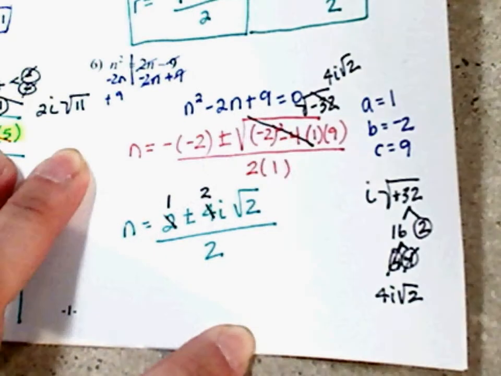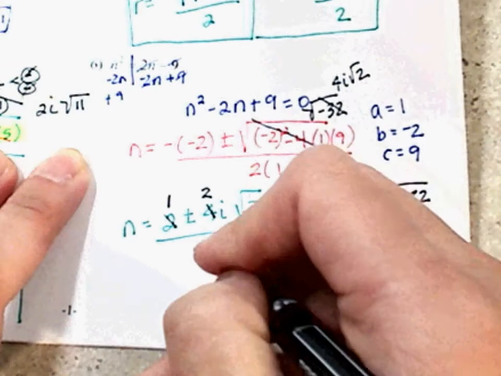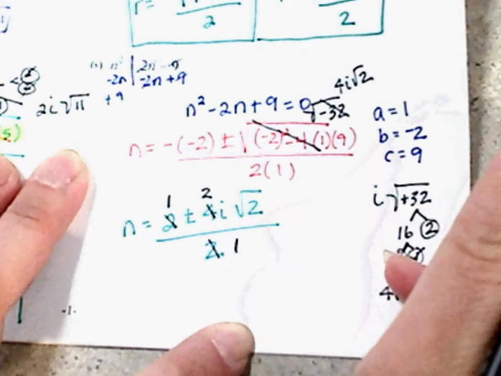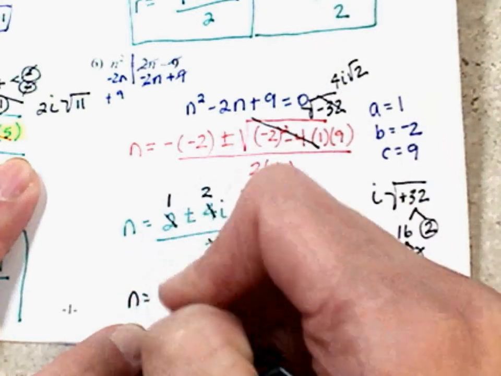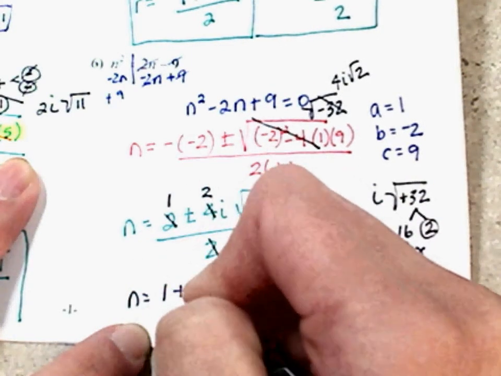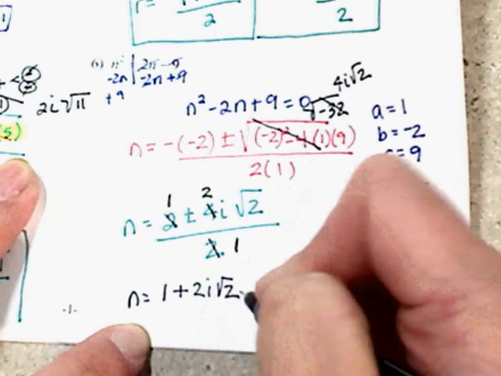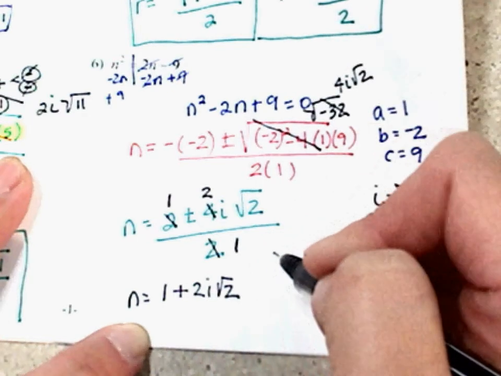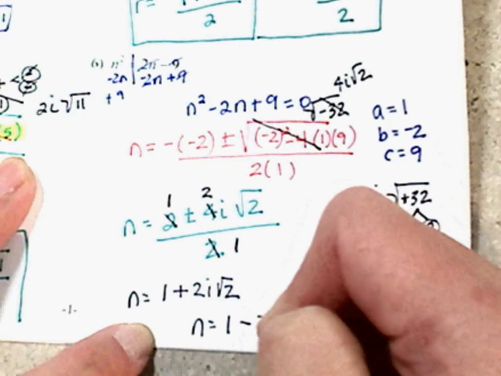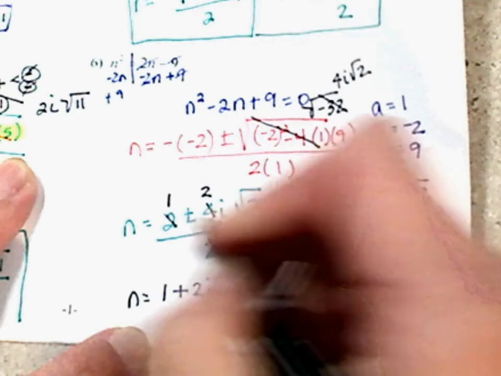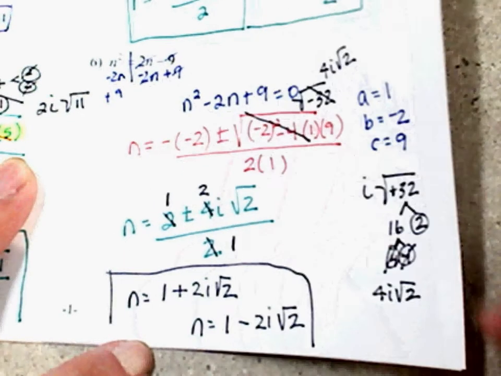Okay? All right. So let's rewrite. 1 plus 2i square roots of 2. Do I need to write divided by 1? No. Your other one, 1 minus 2i square roots of 2. And there you have your solution. Any questions?